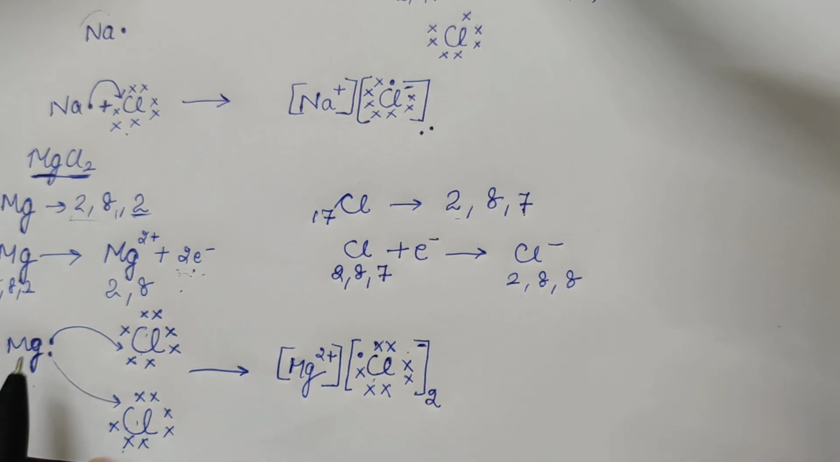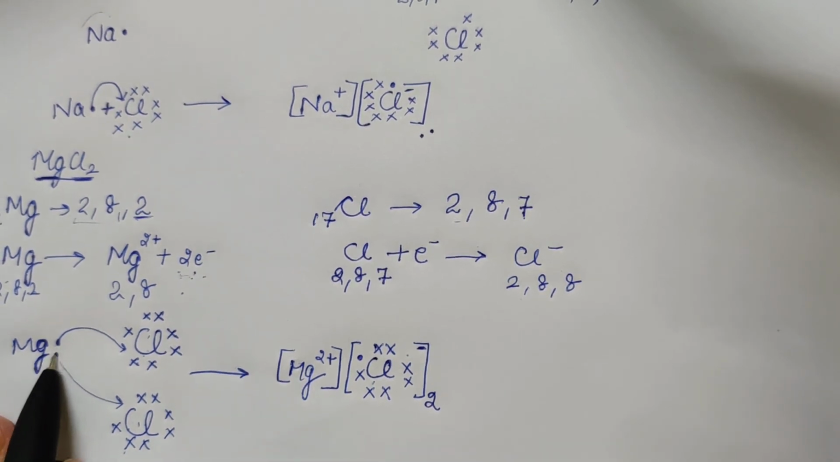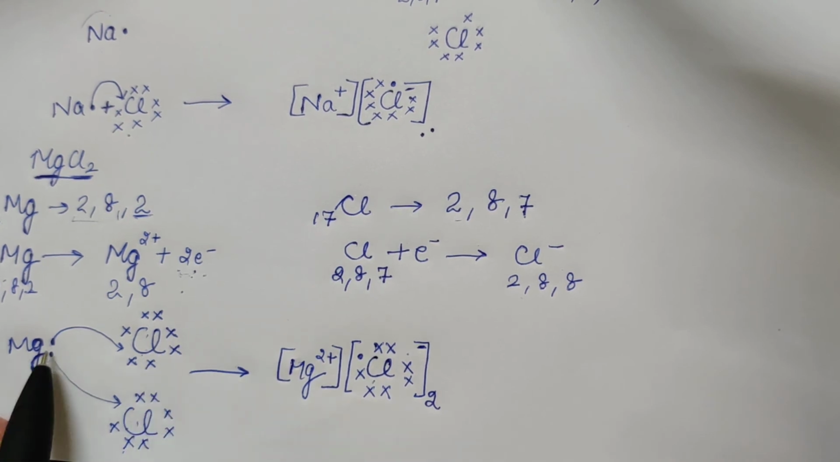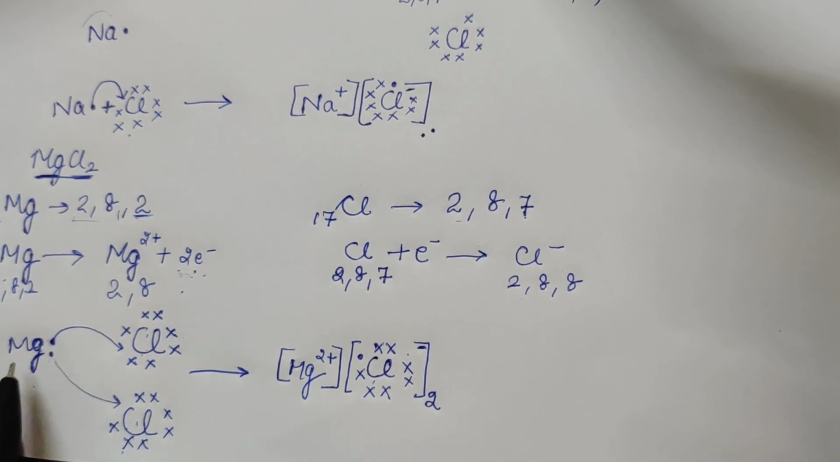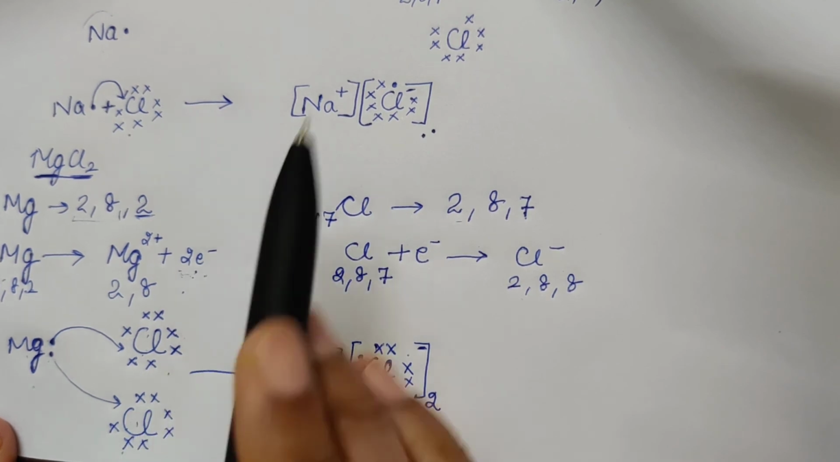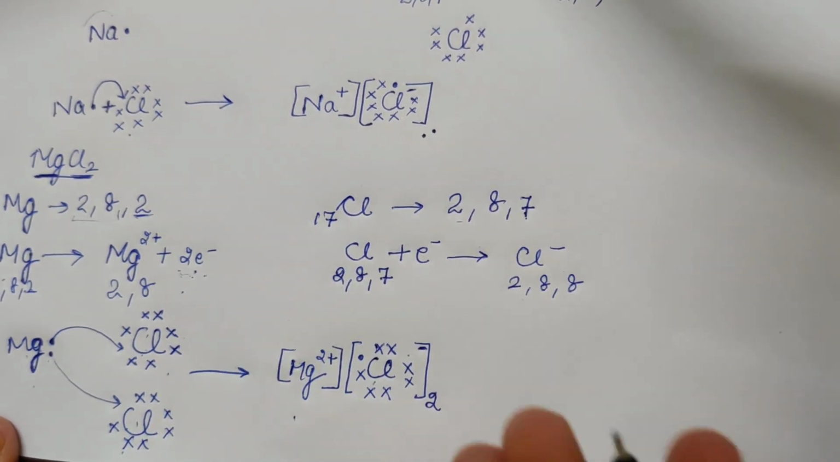Now this is the way you always have to represent this, with dot and cross. Why have I done a different representation? So that we can know that this is the electron of magnesium and this is the electron of chlorine. So this is how you have to write it in the exam.